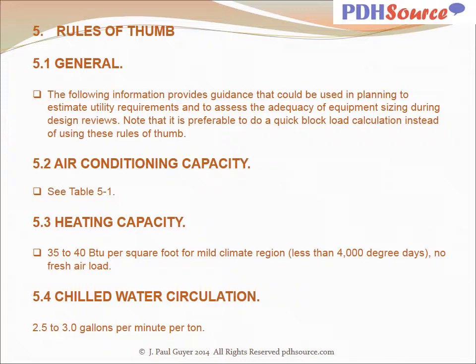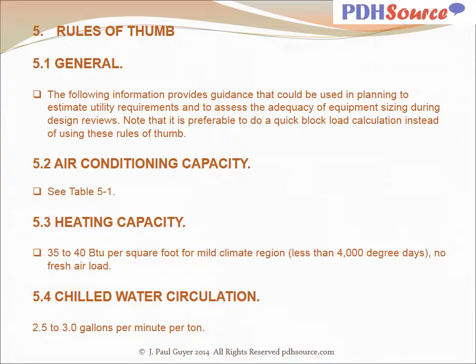Moving on now to Chapter 5, some simple little rules of thumb. The following information provides guidance that could be used in planning to estimate utility requirements and to assess the adequacy of equipment sizing during design reviews. Note that it is preferable to do a quick block load calculation instead of using these rules of thumb. With regard to air conditioning capacity, see Table 5.1, which you will see shortly.